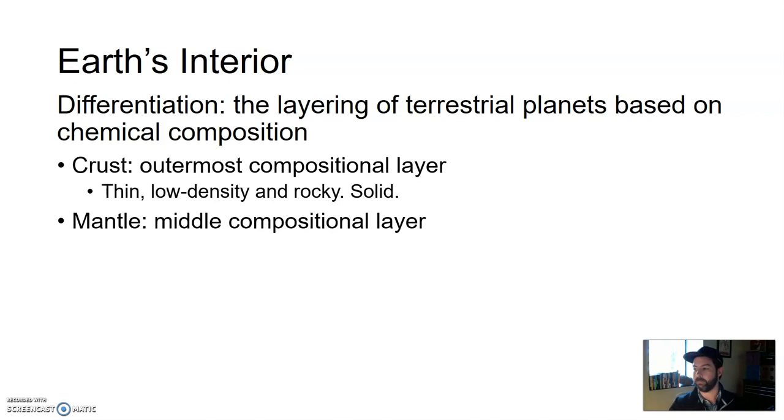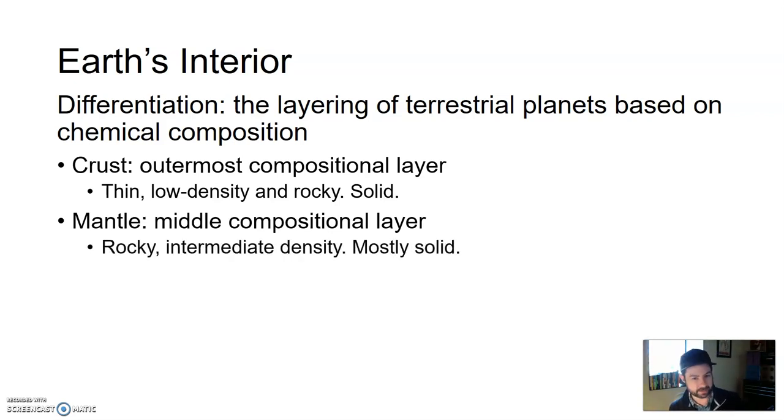This is kind of the middle compositional layer. It's rocky and mostly solid and kind of an intermediate density, just a little bit heavier, a little more dense material. So the mantle is kind of like, think of hot Play-Doh mixed with rocks. It's mostly solid. Play-Doh is a solid, right? Play-Doh mixed with a bunch of rocks. So it kind of moves a little bit, but for the most part, it's mostly solid. Kind of an intermediate density, heaviness.